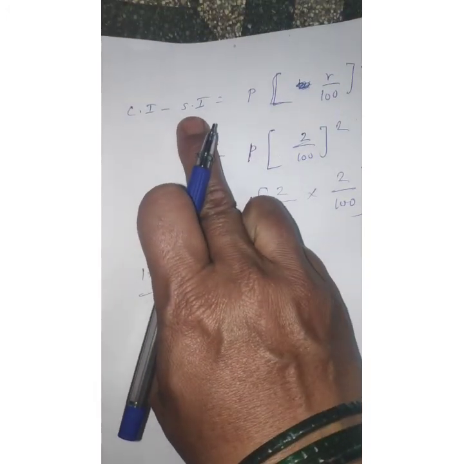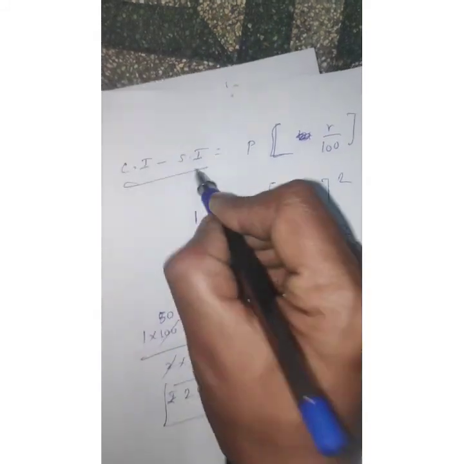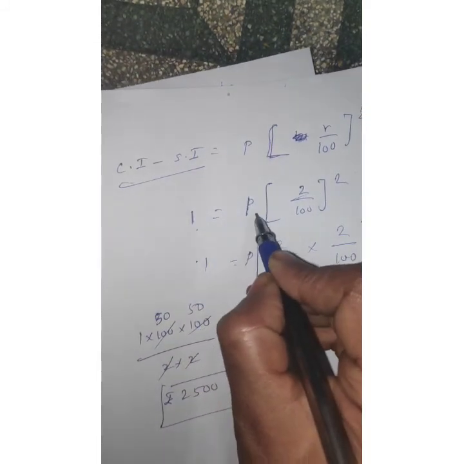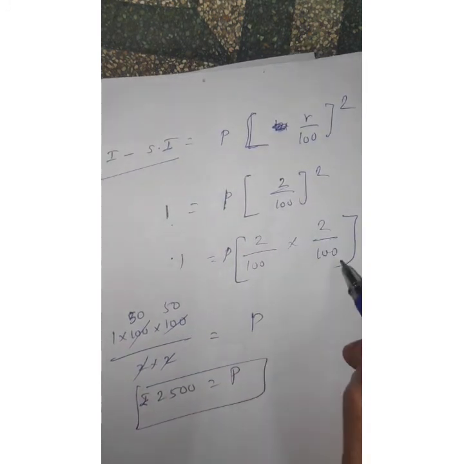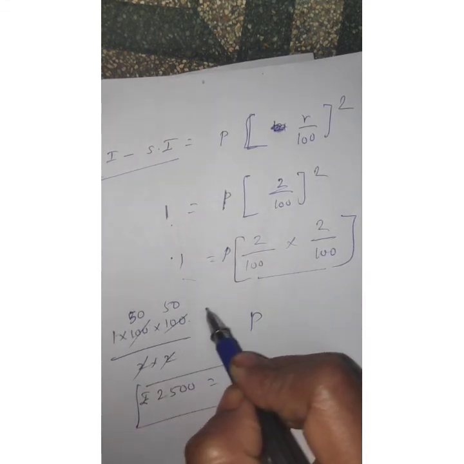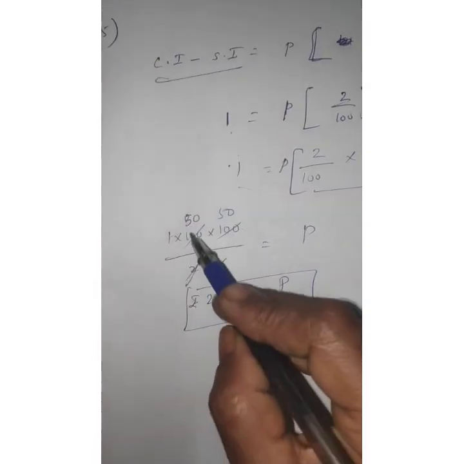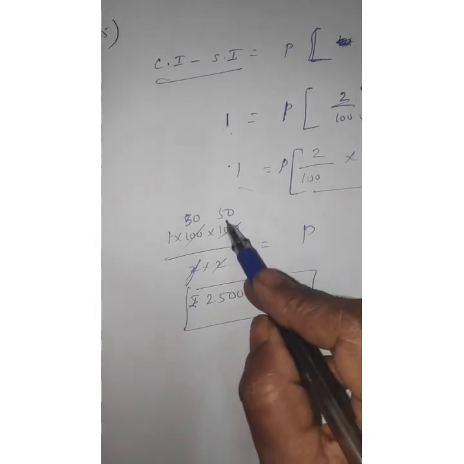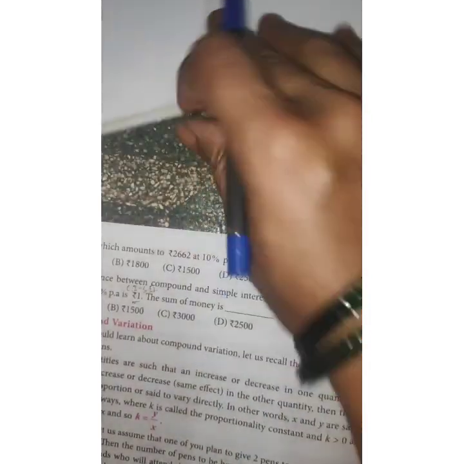Use the difference between simple interest and compound interest formula equal to P into R by 100 whole square. CI minus SI value equal to 1 rupee is equal to P into 2 by 100 whole square. Now 1 equal to 2 by 100 written 2 times. Now the down number you write up there. So 1 into 100 numerator divided by 2 into 2 in the denominator. 1 2 is 2, 52 are 100, 1 2 is 2, 52 are 100, is equal to P. Multiply and get the answer equal to 2500. Now this sum, the answer is 2500. D is the correct option.